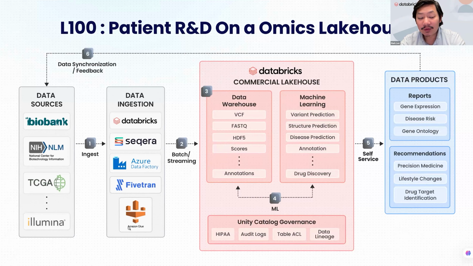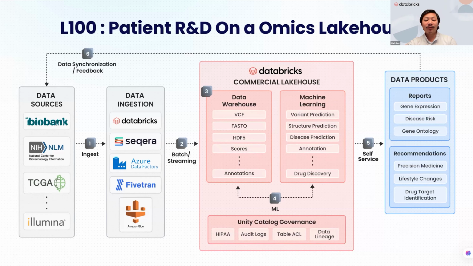Most of these particular concepts are going to require us to really centralize that information into this Databricks commercial lakehouse concept, where we can pull in data from VCF, FASTQ, as well as HDF and scores, as well as annotations, and very importantly, utilize machine learning to figure out how we can do variant prediction, structure prediction, disease prediction, annotation, and drug discovery.